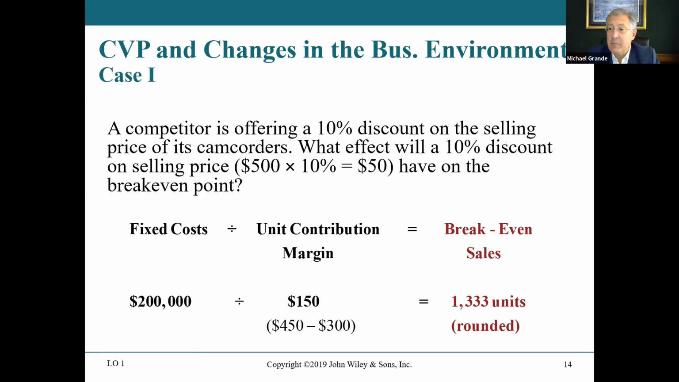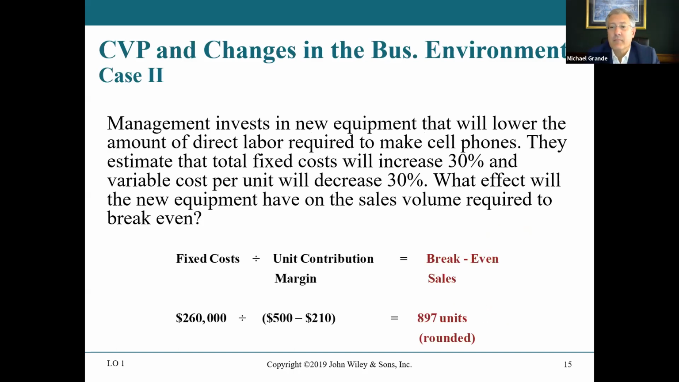So we're trying to calculate break-even point in units. And that formula, again, is fixed cost divided by the contribution margin per unit. But here, the contribution margin per unit changes. It was $200 per unit. It's now $150 a unit because we dropped the sales price by $50. They now need to sell 1,333 units to break even, or 333 more units than previously.